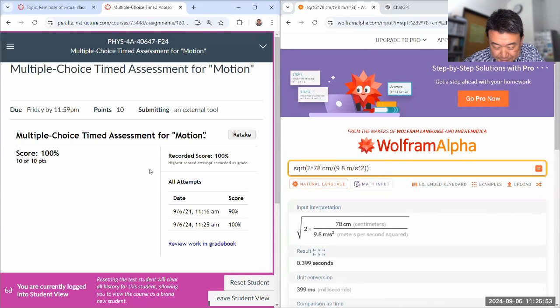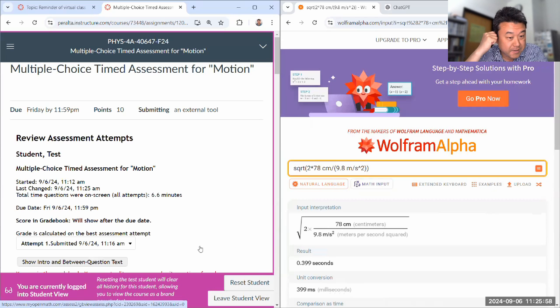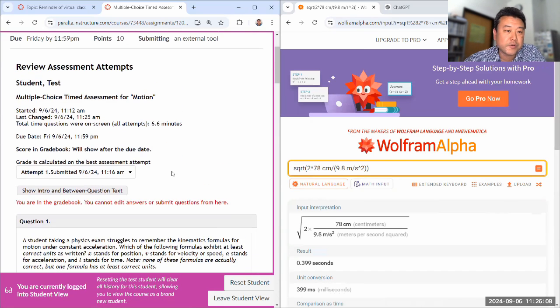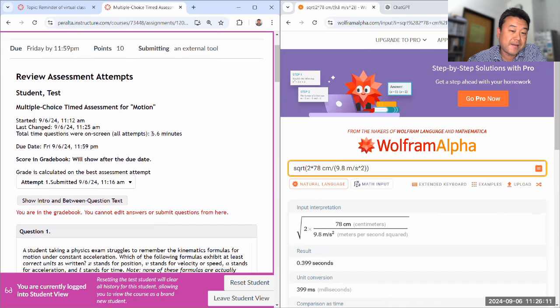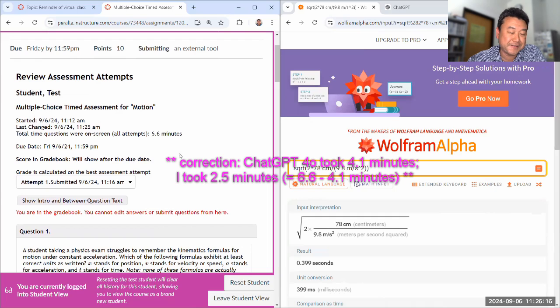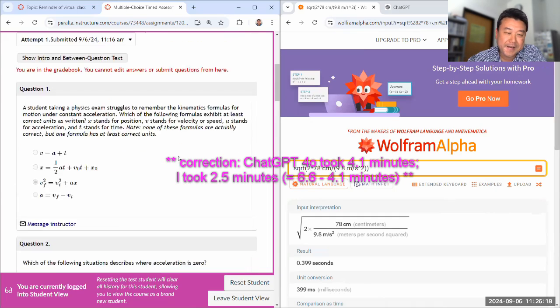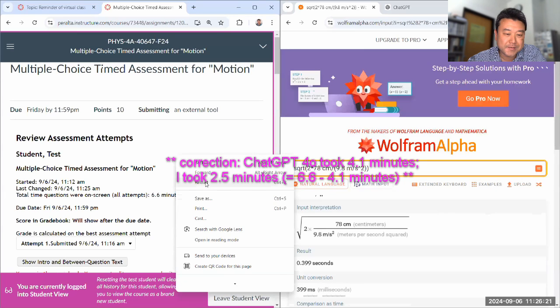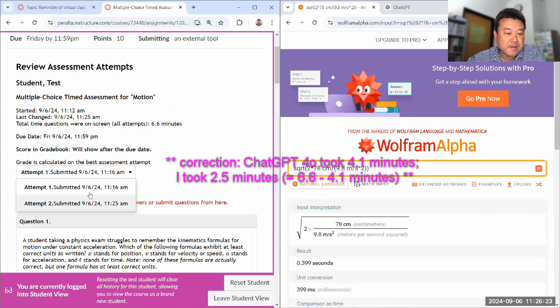Did I get 100%? Good. Again, I have an unfair advantage: one, having written these questions, and two, having answered them many times. So if any of the questions are tricky, trick questions don't trick me here. But I took a little under 2 minutes longer than ChatGPT did. I won't be able to beat generative AI, especially with the screenshots. There's no way.